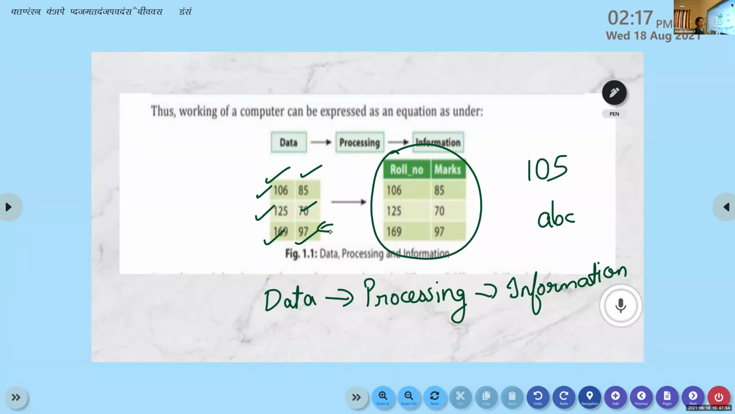But while coming to the right hand side, you can get to know that it is the name. 106 is the roll number, and that particular person is having 85 marks. You are getting a complete information regarding this. Next, 125 is the roll number, and the person having roll number 125 is having the mark 70. And the one who is having the roll number 169 is having the mark 97. On the right hand side, when you see the box, you will get a complete information, isn't it? If I write like this.